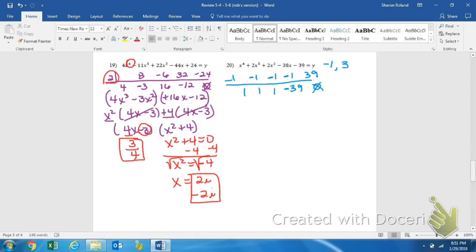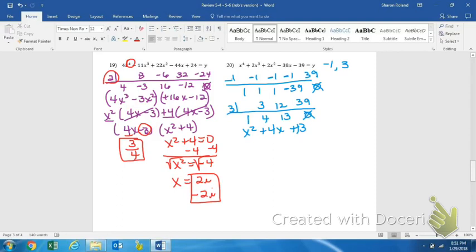And so if your remainder is 0, negative 1 is a 0. Now we're going to divide 3 into it. 3 goes, you bring the 1 down first. 3 times 1 is 3. Combine these to get 4. 3 times 4 is 12. Combine these to get 13. 3 times 13 is 39. Combine these to get 0. If your remainder is 0, you're left with this last factor. And so you have x squared plus 4x plus 13.